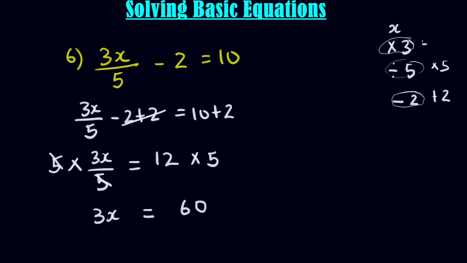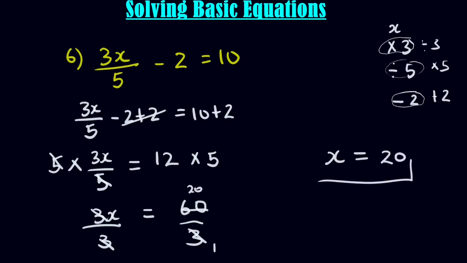Now the last thing that we need to do is to get rid of that 3 by dividing both sides by 3. 3 into 3 gives us 1, so we're left with 1x. And 3 into 60 gives us 20. Therefore, x is equal to 20.